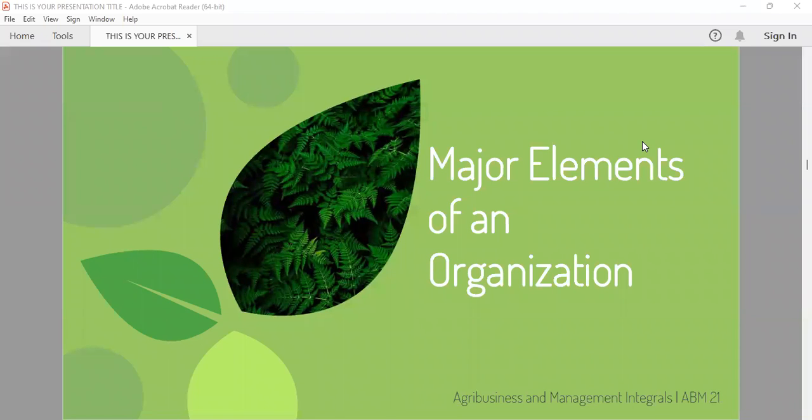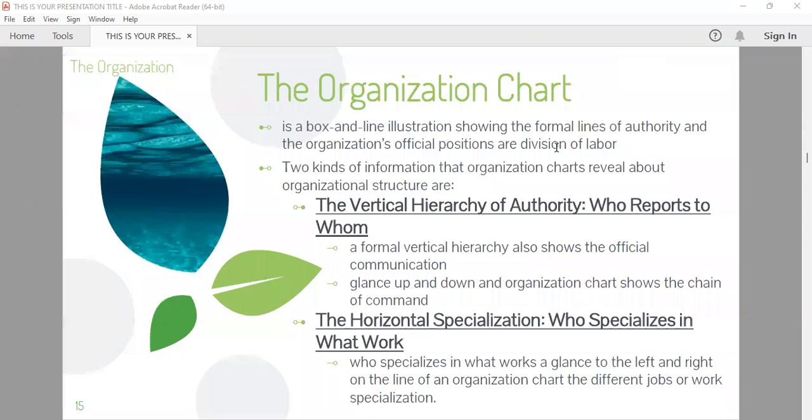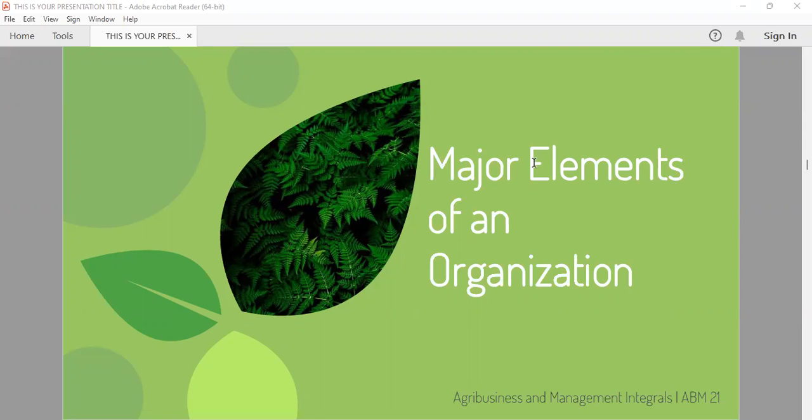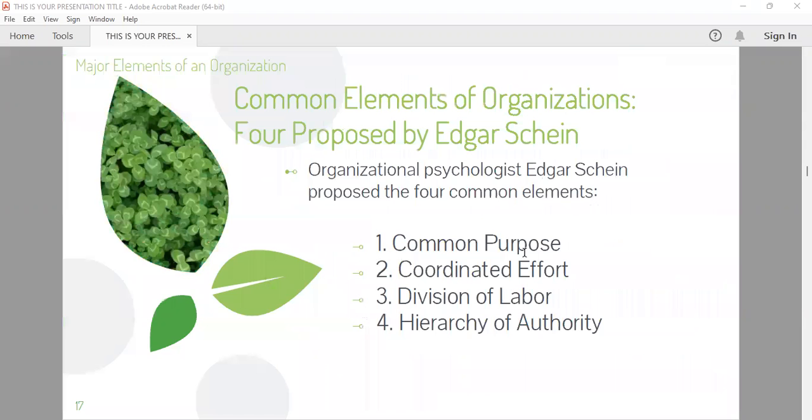Okay, good morning everyone. For the continuation of our lecture, we are already on slide 16. So we are going to talk about the major elements of an organization. So what are the major elements in an organization that we need to consider?